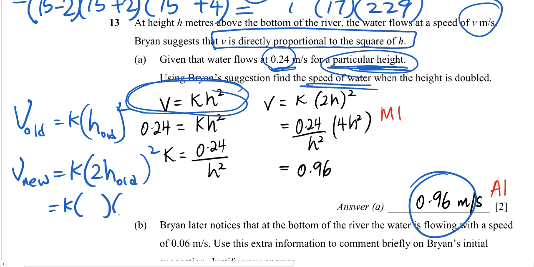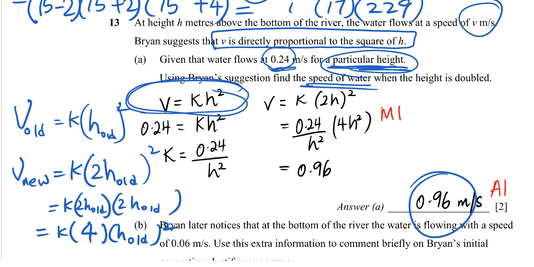K times, tell me what is in the brackets. 2H_O, 2H_O. Okay, come, simplify some more. K times? Hey, 2H_O times 2H_O gives you what? 4H_O squared. Agree? Now, does any part of this look familiar to you? K times 4 times H_O squared. Does it look familiar to you? Anything? K H_O squared.